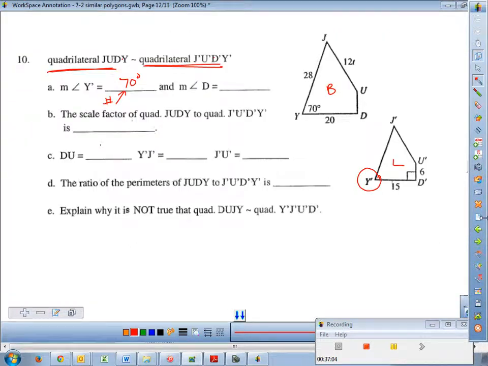Oh, wait a minute. That's what I wanted to do. And then when they're asking you to find like distance from D to U, distance from y prime to j prime, and etc., I would do this. I would make up variables for them. So when you want to find the distance from D to U, I'm going to put an x there. You with me?